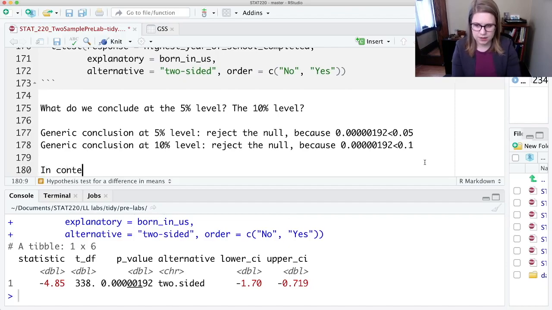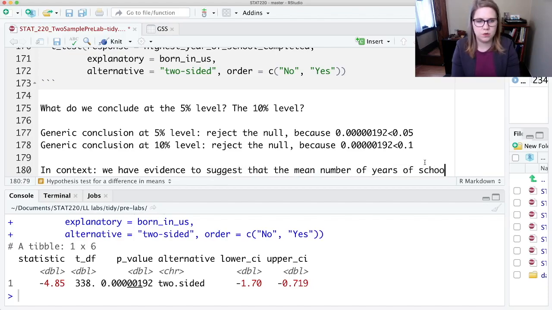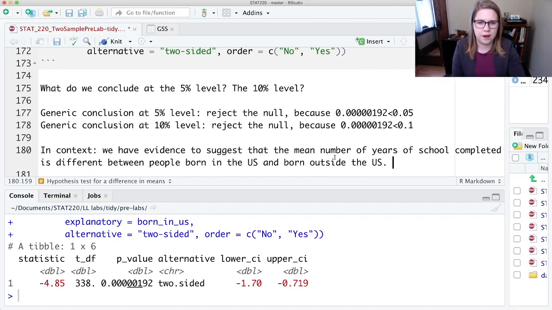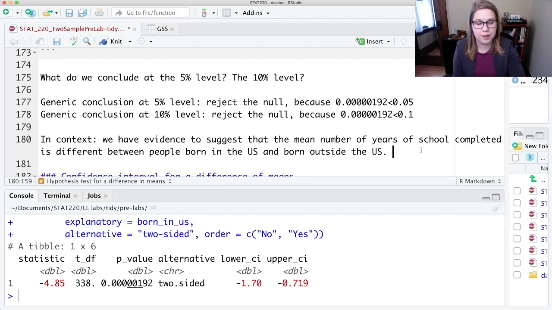And so then in context, we have evidence to suggest that the mean number of years of school completed is different between people born in the US and born outside the US. And I think that kind of makes sense, right? If you had to spend time in your life immigrating to the US, maybe you wouldn't have quite as much time to do schooling. So maybe that sort of agrees with what we might expect. So that was the hypothesis test.